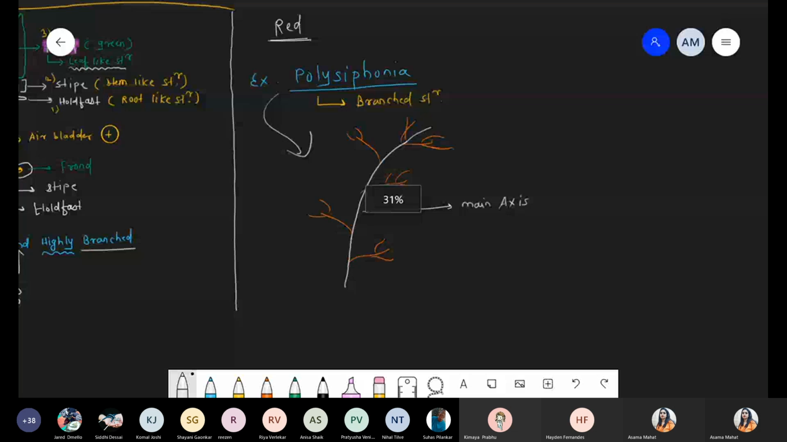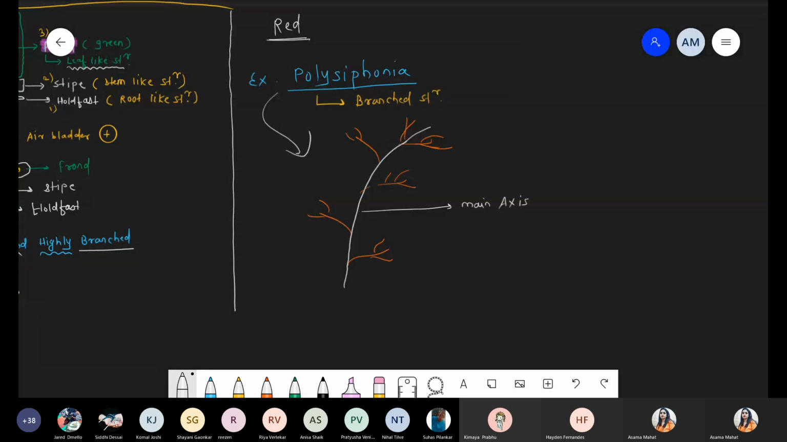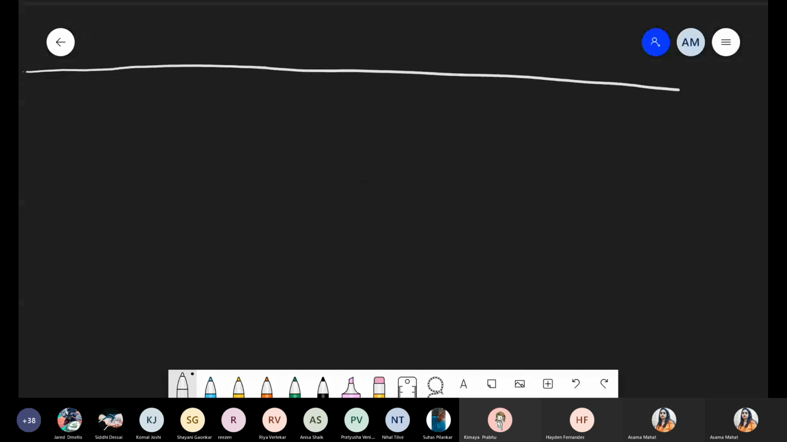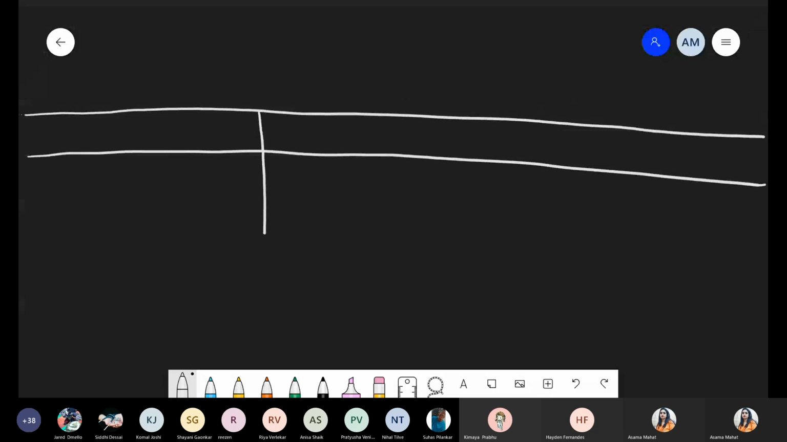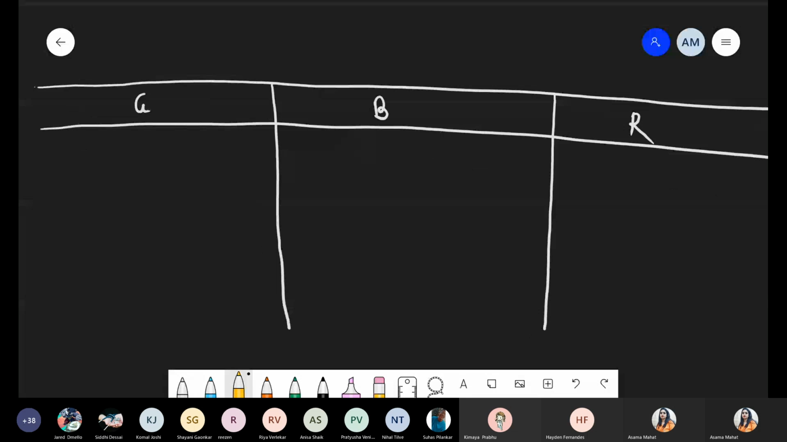Now we are talking about the next part: cell wall, plastid and the photosynthetic pigment. So please continue the table. I'll draw it again. Green algae, brown algae and red algae. Okay. And we are talking about the next part, that is cell wall.